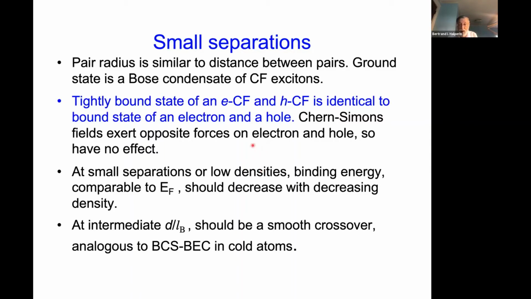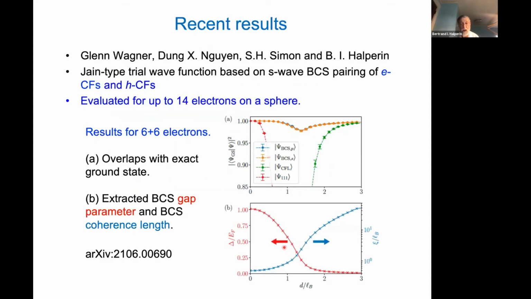So that means it's more natural in that direction. And then, of course, it still works just as well at intermediate or large separations. As the separation increases, you get a smooth crossover between something where you have tightly bound excitons and where the exciton radius gets bigger, like in the BCS state.